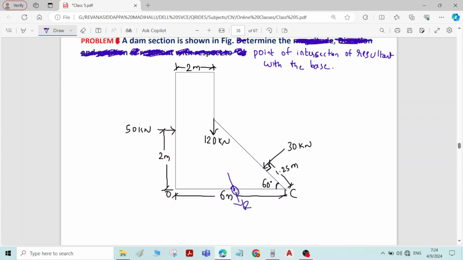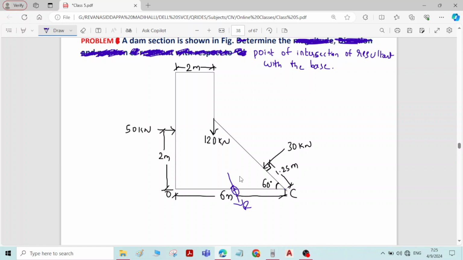We have to locate this point, meaning either we have to find the distance from point C or the distance from point O. How to find that distance? X-intercept, using the X-intercept formula, sigma m by sigma fy formula. You can locate the point of intersection of the resultant with respect to the base of the dam.